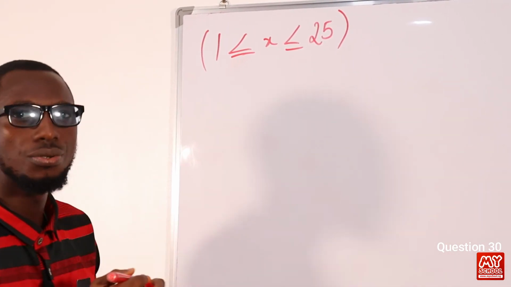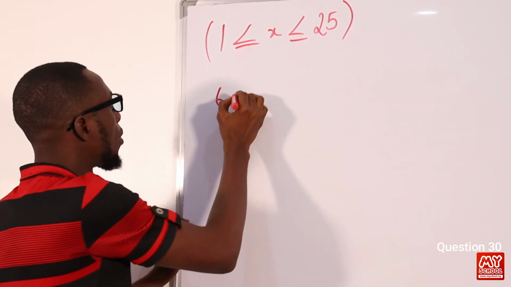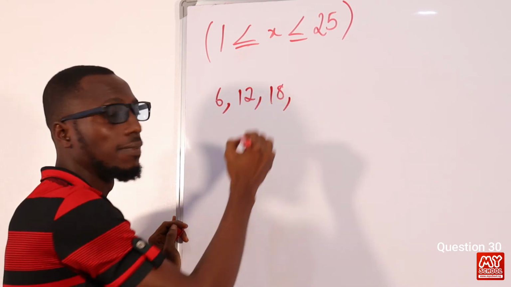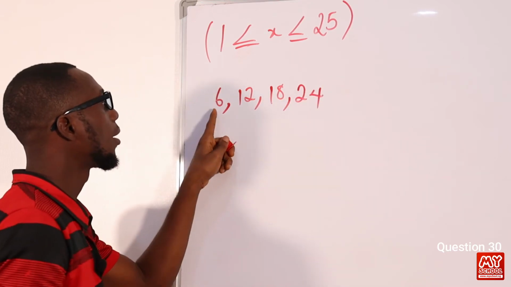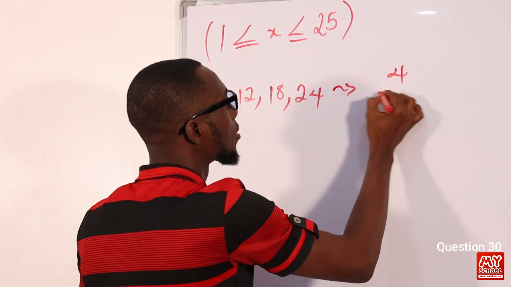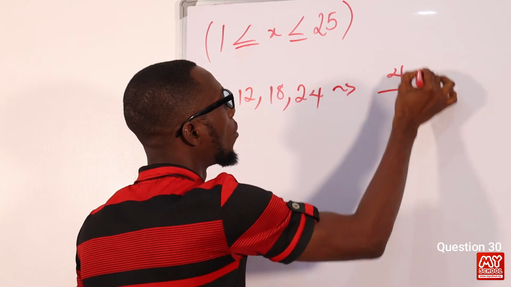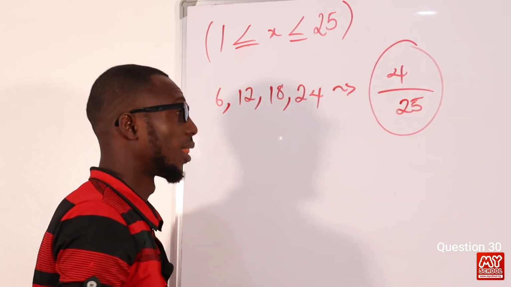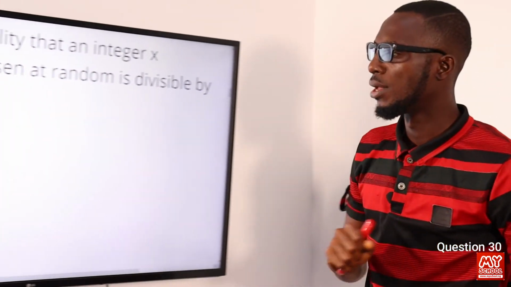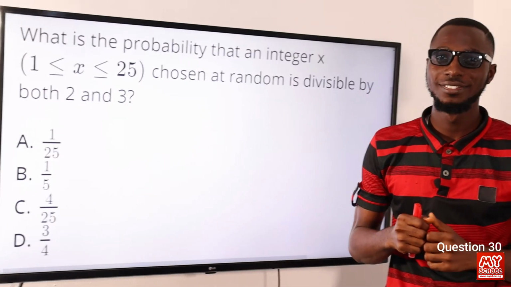So let's walk through that. At first we have 6 itself, then followed by 12, followed by 18, followed by 24. So how many are they? 1, 2, 3, 4. 4 numbers, over the total number of numbers, 1 to 25. So we have 4 over 25. Let's go back to the screen and see if we can find 4 over 25. We find that in option C. So option C is the correct option.